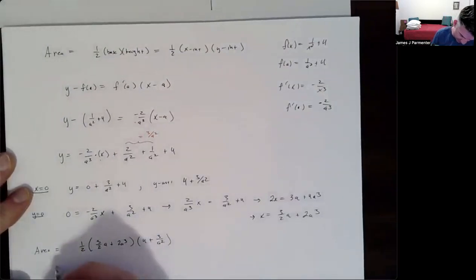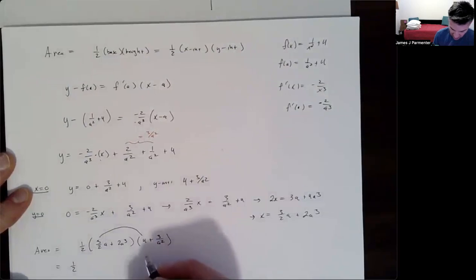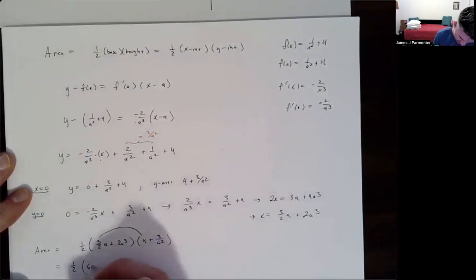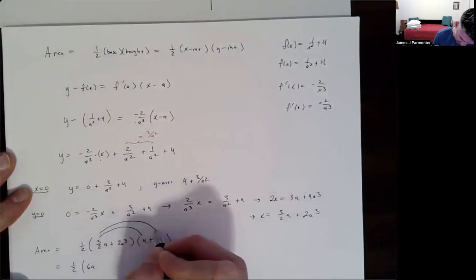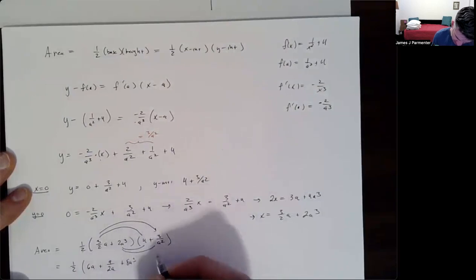If I multiply this out, I've got 1/2 times 4 times 3/2 a is gonna be 6a. 3/2 a times 3 over a squared is gonna be 9/2 times 1 over a. And then that times that's gonna be 8a cubed. That times that is gonna be 6a.